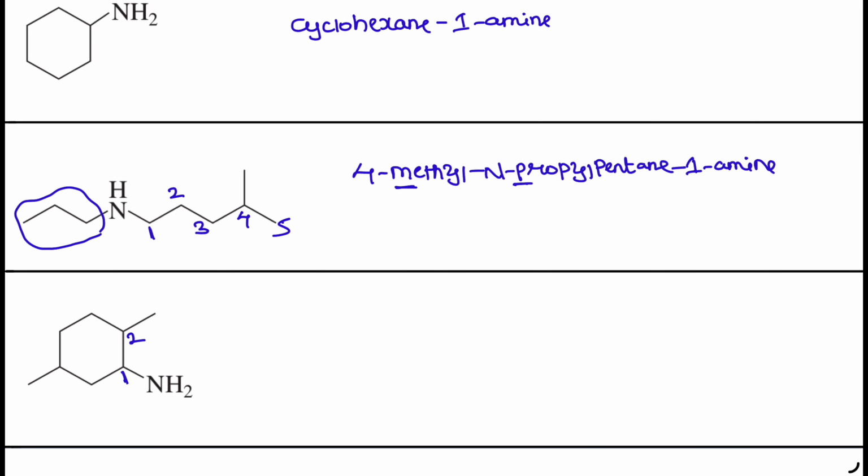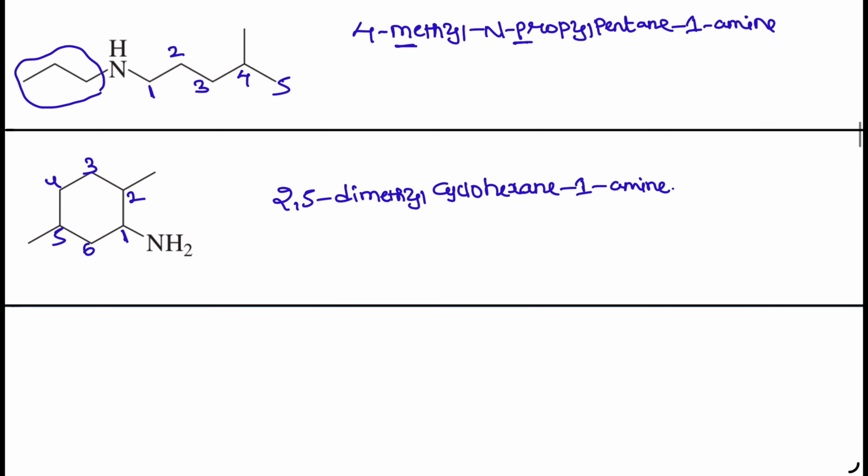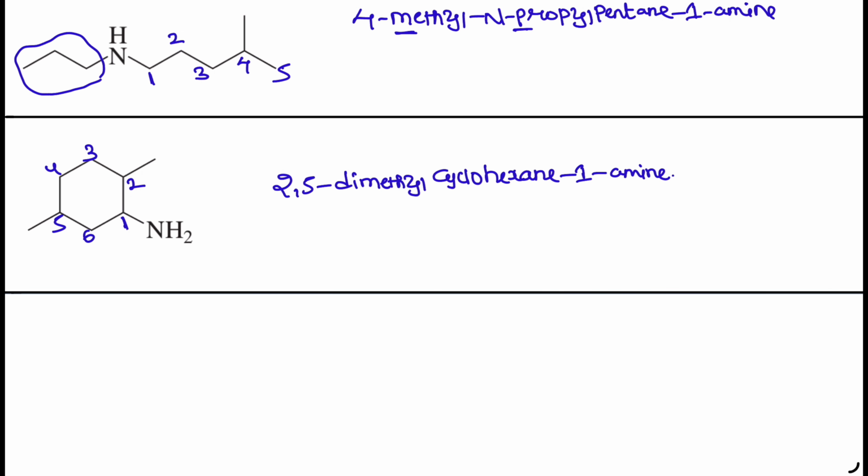This is the first carbon, second carbon, third, fourth, fifth, and sixth. So 2,5-dimethyl. Don't forget, cyclic compound, cyclohexane, 1-amine, a 1-degree amine. These are some examples of amines.